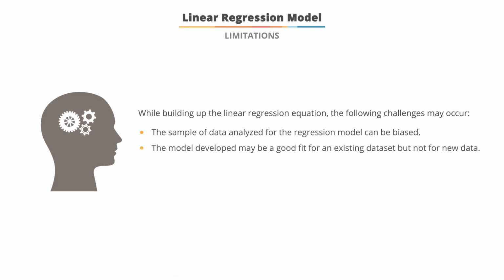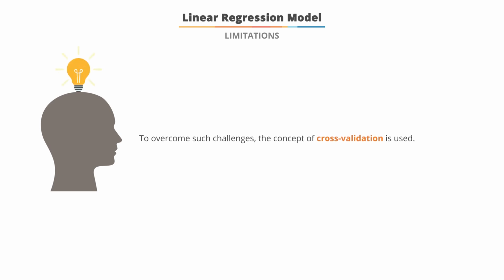Now, the model developed may also be a good fit for the existing data set, so you may get a great R-squared data accuracy, but if you applied it to new data, the accuracy could drop drastically. And so if we used all the data to train the model, then we'd have no data to test if the accuracy is good with new types of data. So to overcome such challenges, we're going to use something called cross-validation.